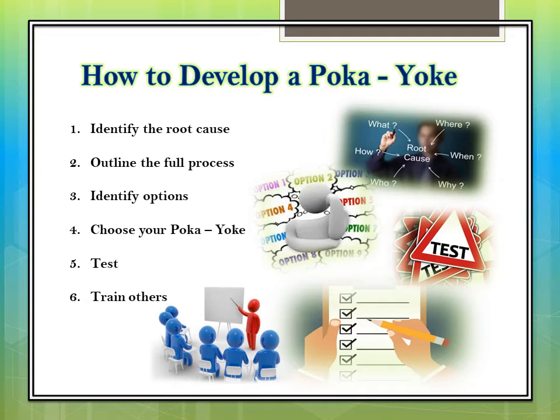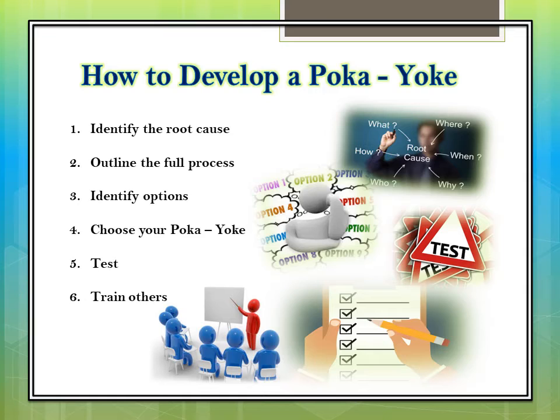The first is to identify the root causes. You will most likely become aware you need a Poka-yoke because there is a frequent error or mistake that is occurring, and the way to get to the bottom of the root cause of that error is to use something like the 5 Whys technique. Next, it is a good idea to outline the full process that you currently follow.